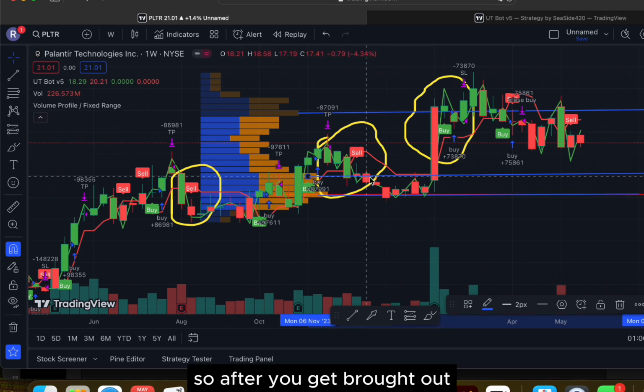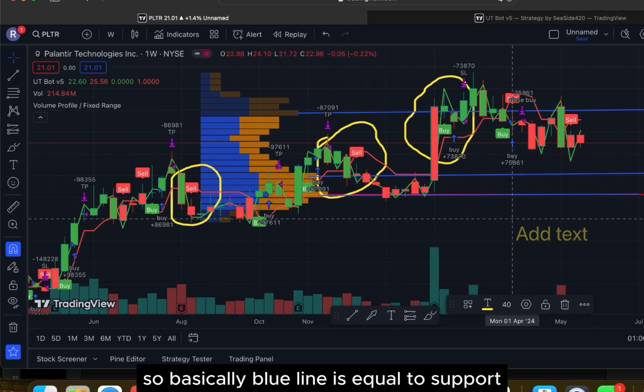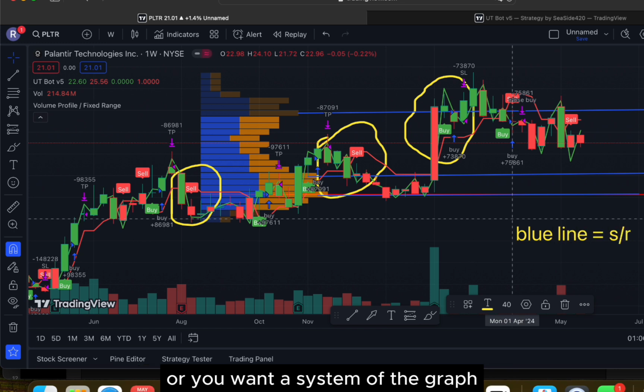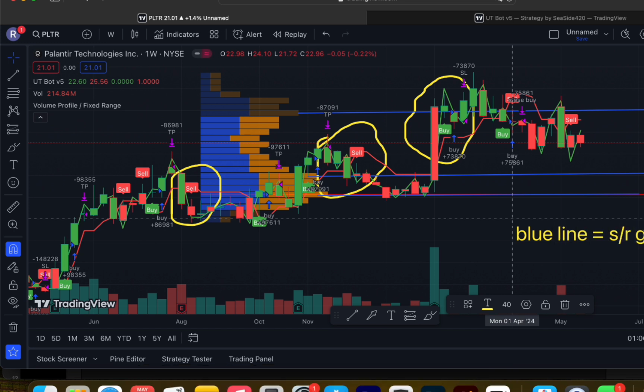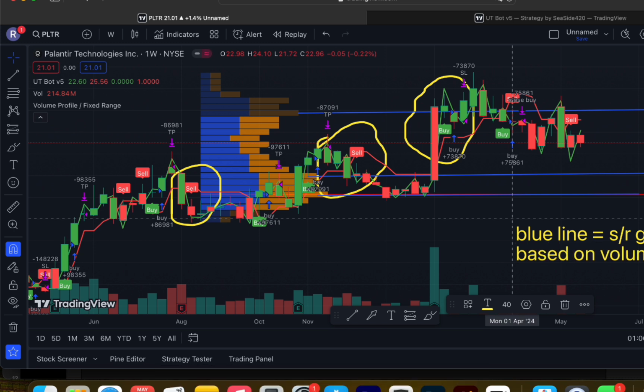After you have plotted these, you can define your support and resistance. Basically, the blue line is equal to support or even resistance of the graph, and this is based on the volume profile.